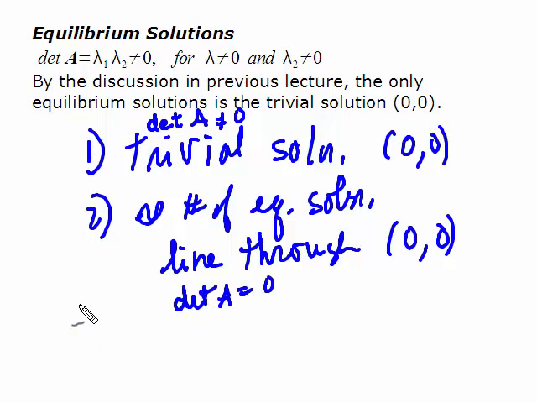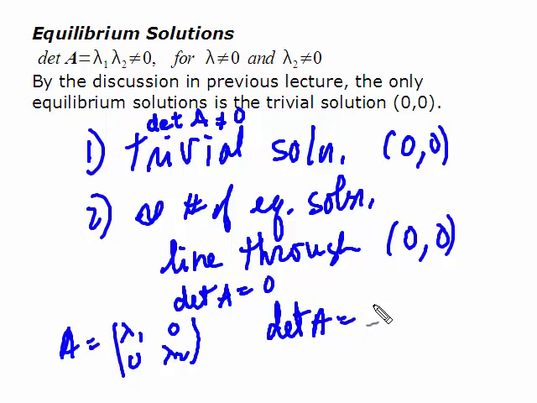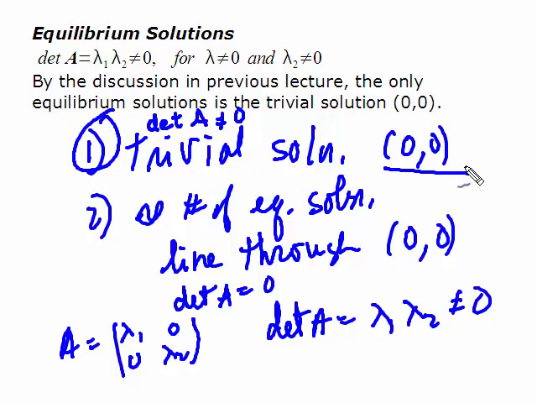So if we look at A again, well, we already figured out what it was anyhow. So here's A. We'll just write it again. Lambda 1, 0, 0, lambda 2. And we want to take the determinant of that. So the determinant of A is going to be neither 1 or 0 by our initial assumptions for this case. So this determinant is not 0. Therefore, the only equilibrium solution is the trivial solution at the origin.